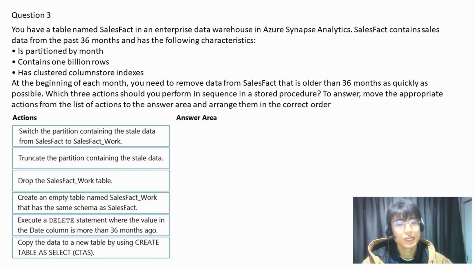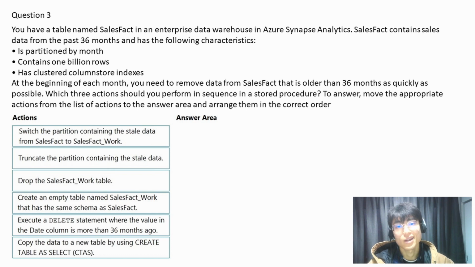Another long question here, question 3. You have a table named SalesFact in an enterprise data warehouse in Azure Synapse Analytics. SalesFact contains sales data from the past 36 months and has the following characteristics: it's partitioned by month, contains 1 billion rows, and has clustered columnstore indexes. At the beginning of each month, you need to remove data from SalesFact that is older than 36 months as quickly as possible. Which 3 actions should you perform in sequence in a stored procedure?